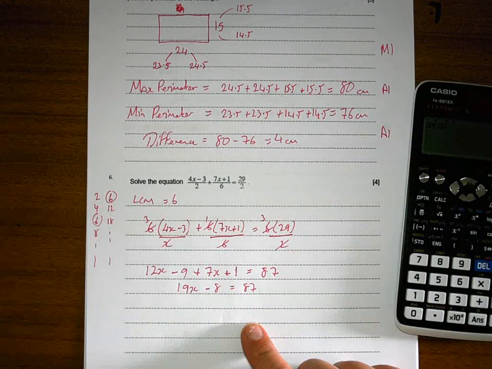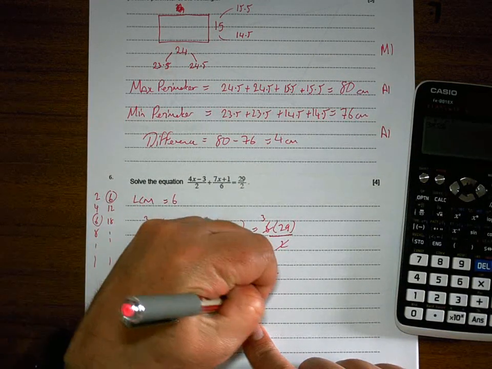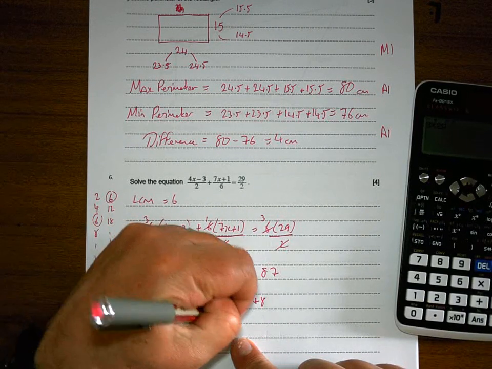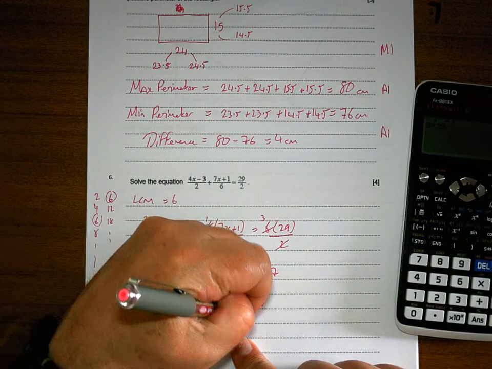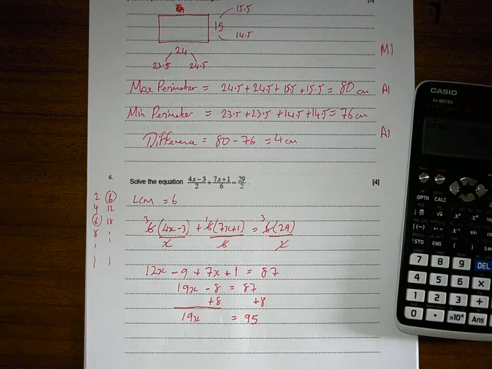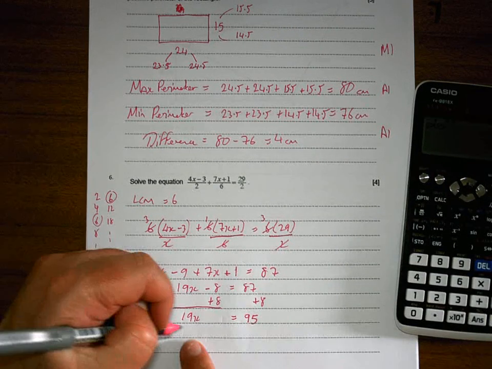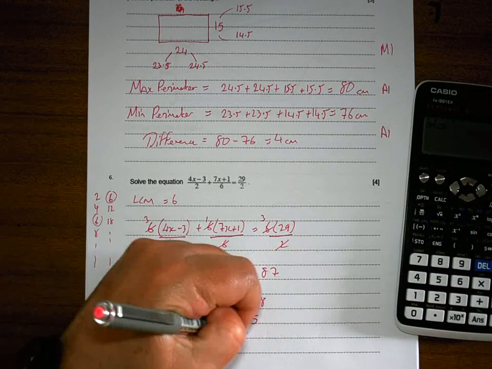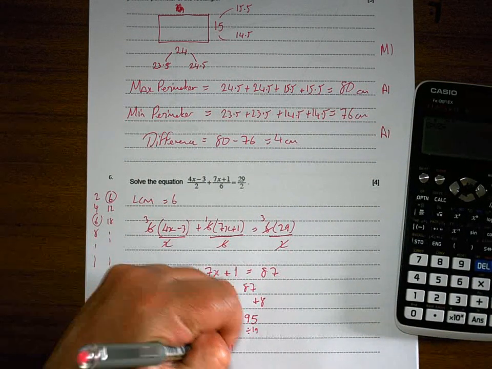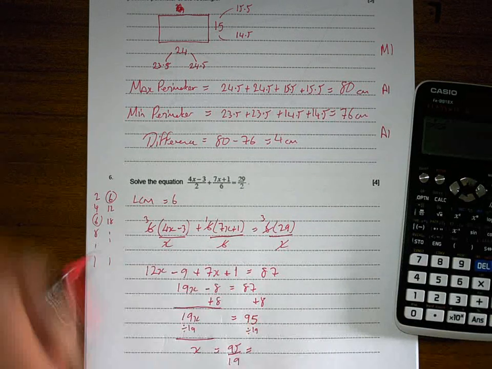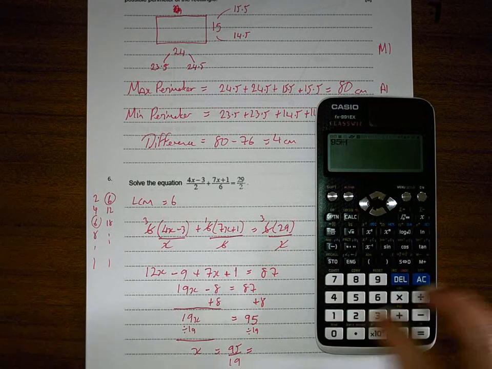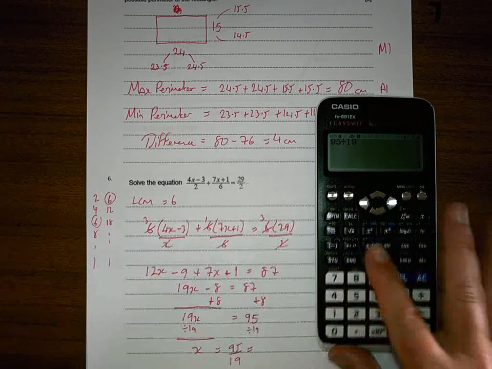I'm going to add 8 to both sides to get rid of it from there, leaving me 19x on that side and 95 on that side. Now to get the 19 on its own, I've got to divide by 19, which means I have to divide that by 19, leaving me x equals 95 over 19, which is 5.